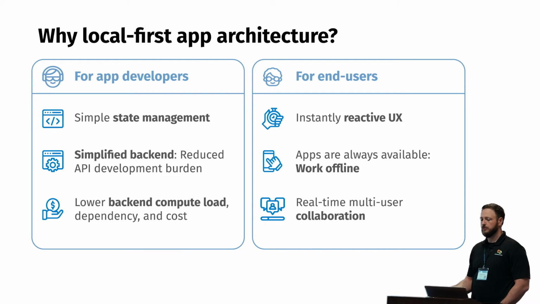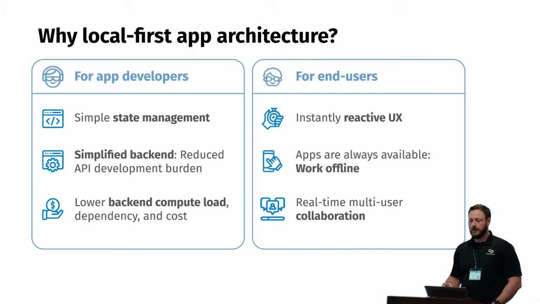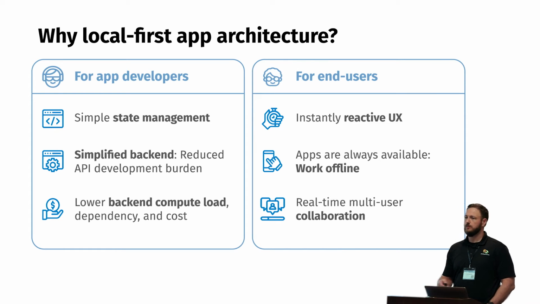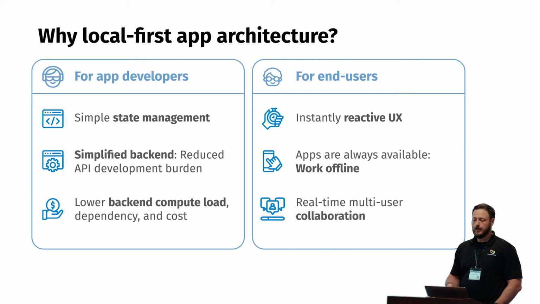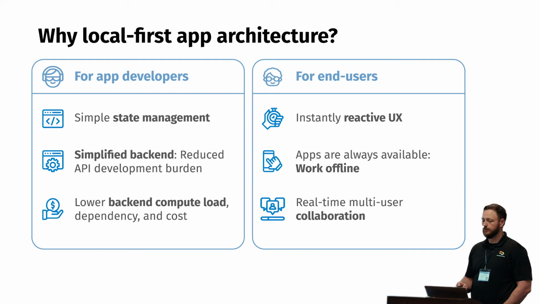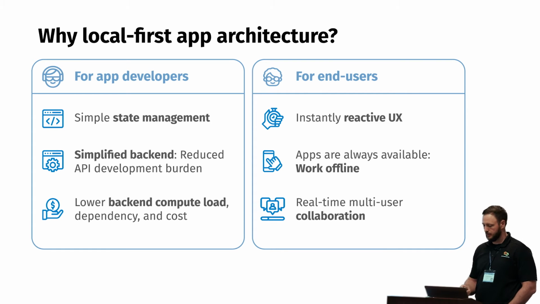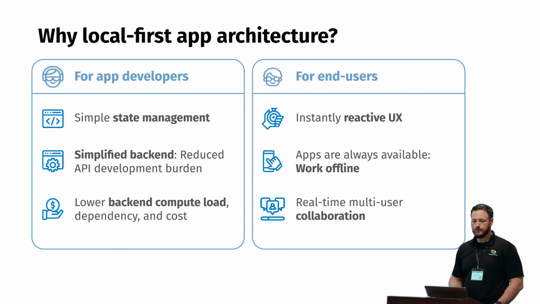And then for the end user, because you're reading and writing to a local database that's on the user's device, it's near zero latency. So you basically get an instantly reactive UX. And for the same reason, because you're working with a local database, the apps are always available. So you're not dependent on a network API. You read and write to the local database so they can actually work offline as well. And then by virtue of using a sync engine, as a side effect, you can also get real-time multi-user collaboration. So I think these are really good reasons why local first architecture is getting more and more traction.